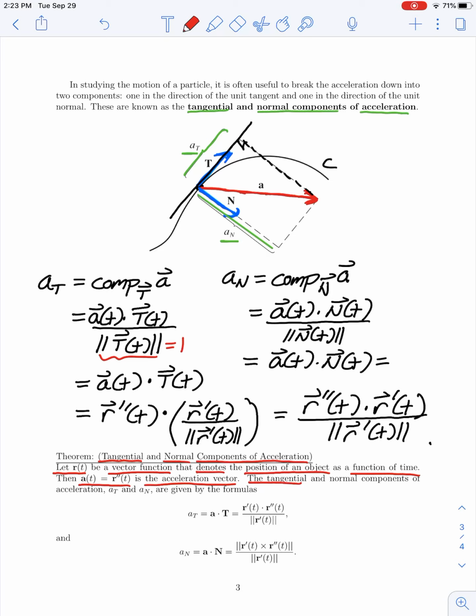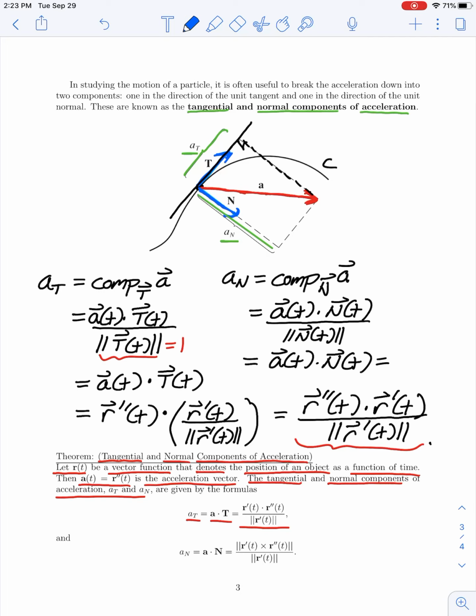And we would define the tangential and normal components of acceleration, which are denoted by a sub t and a sub n, as follows. The tangential component of acceleration is the dot product of our acceleration vector with the unit tangent vector, which is given by the dot product of the first and second derivatives of position over the magnitude of the derivative of that position function. So it's the exact same formula that we obtained up here.